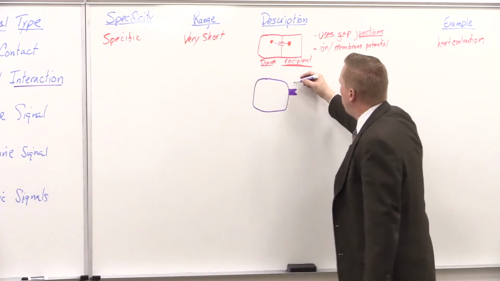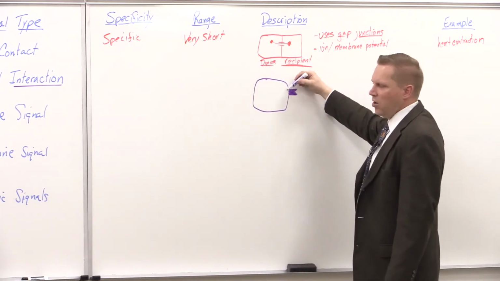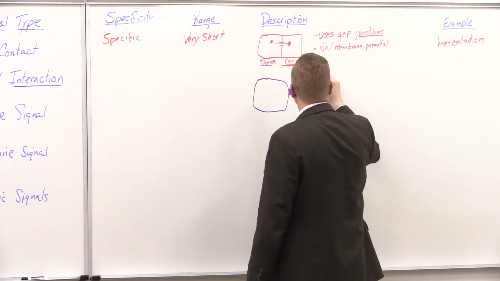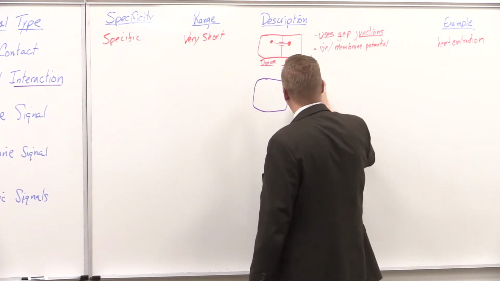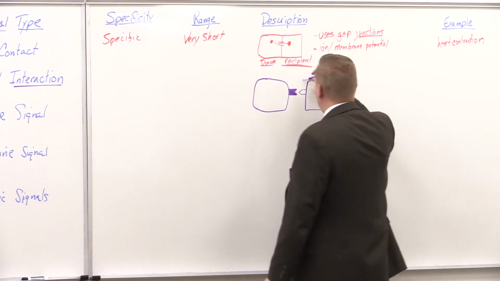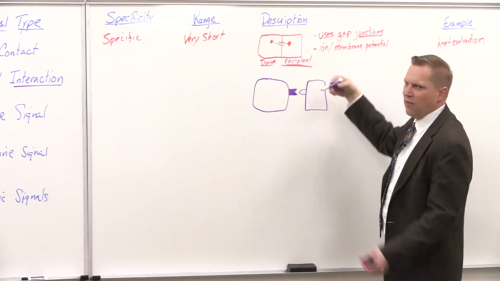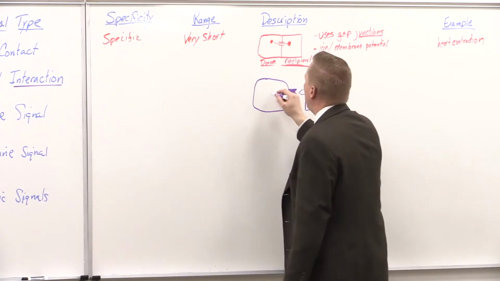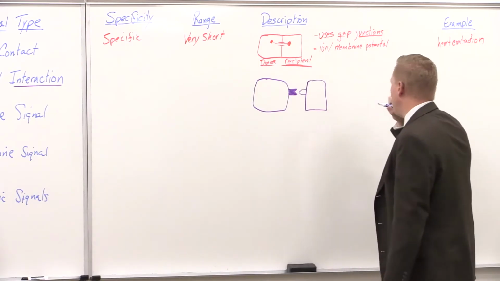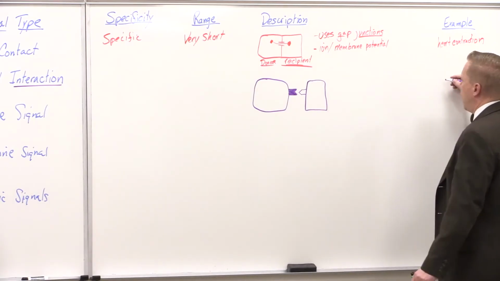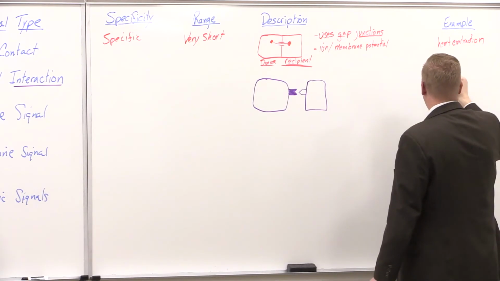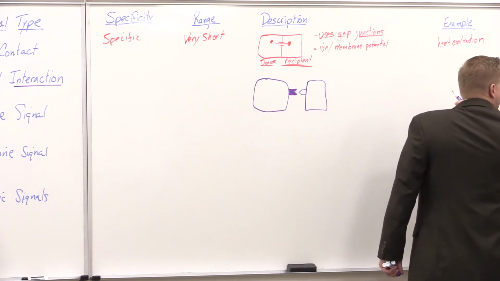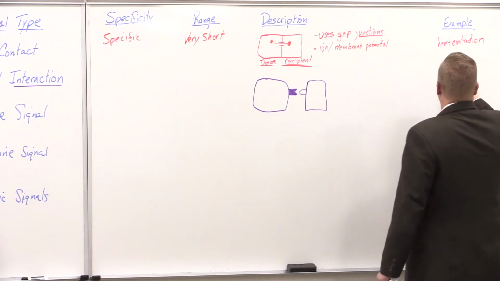So the signal is actually going to be attached to this cell, and then you'll have another cell that has a receptor, and so the two will kind of handshake together. And so you'll have a cell-cell interaction. This happens most commonly, for example, in the immune system with T4 cells.